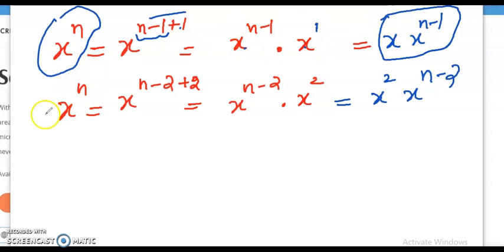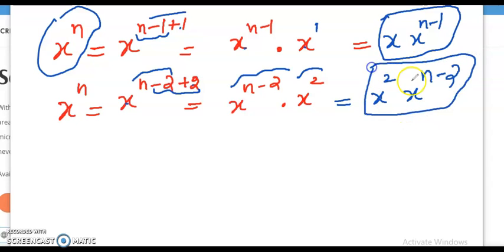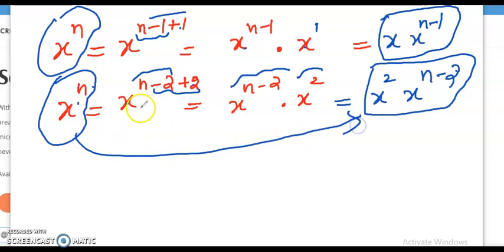Similarly, when you have to make this in x power n minus 2 form, you add and subtract 2, then combine x power n minus 2 into x power 2. Now this is x square into x power n minus 2. The same formula, same variable: when x power n is in terms of x power n minus 1, you multiply by x. When it is in terms of x power n minus 2, you multiply by x square. So it is enough you learn this directly. These are the steps by which you got the final step.